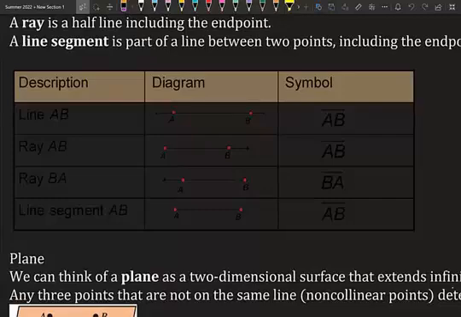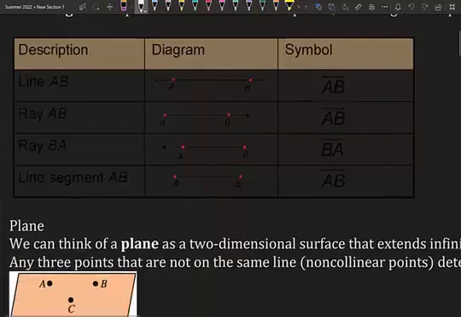So a line, here we have line AB, and that's how we would write it as a symbol. We have ray AB, so it's kind of like a line, but it doesn't have that second little arrow to connect it forever, so it's ray AB. Ray BA, you see how it's going B to A, so that's ray BA, and then a line segment is just a piece of it, and we would say segment AB.